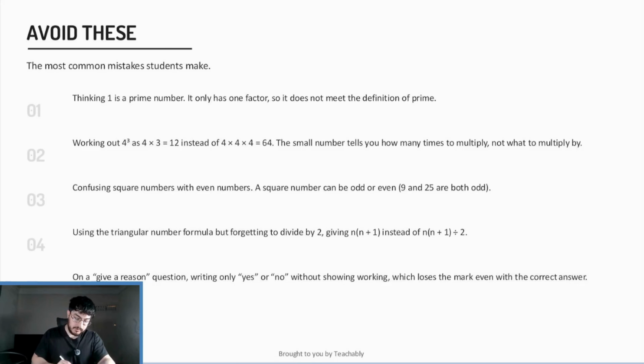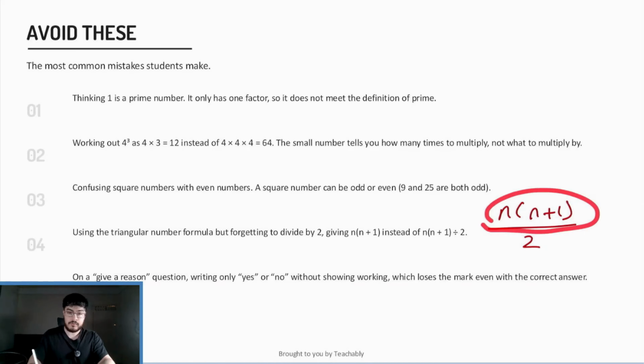Now, using the triangular number formula, but forgetting to divide by 2. That's very important. Remember, the formula is n multiplied by n plus 1, divided by 2. Once you've worked out your top numerator of the formula, you must divide by 2 at the end. Okay? And then on a give-a-reason question, writing only yes or no without showing working or an explanation.